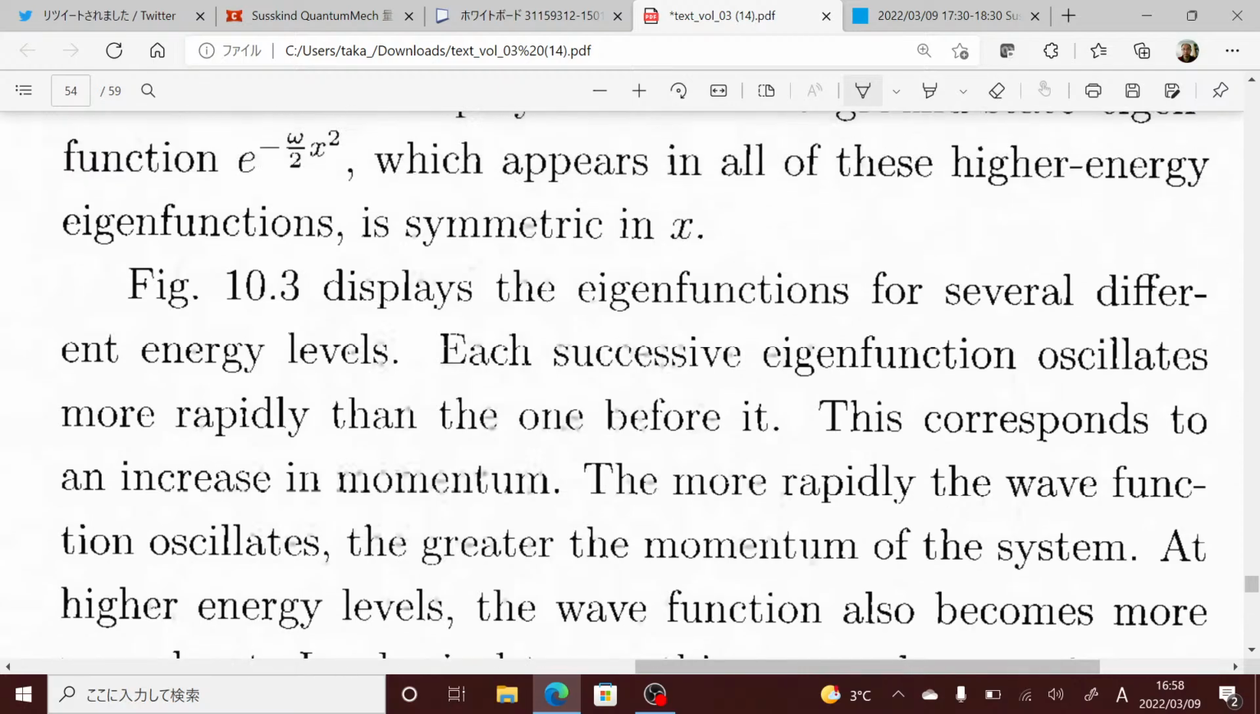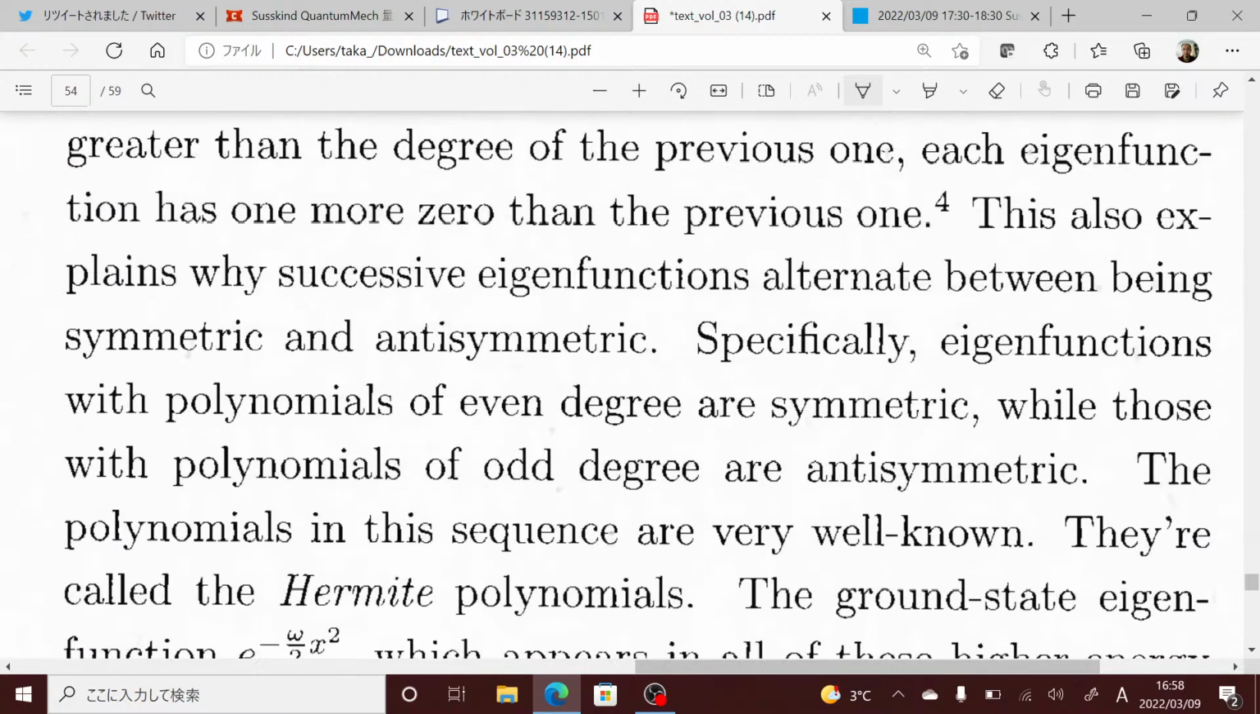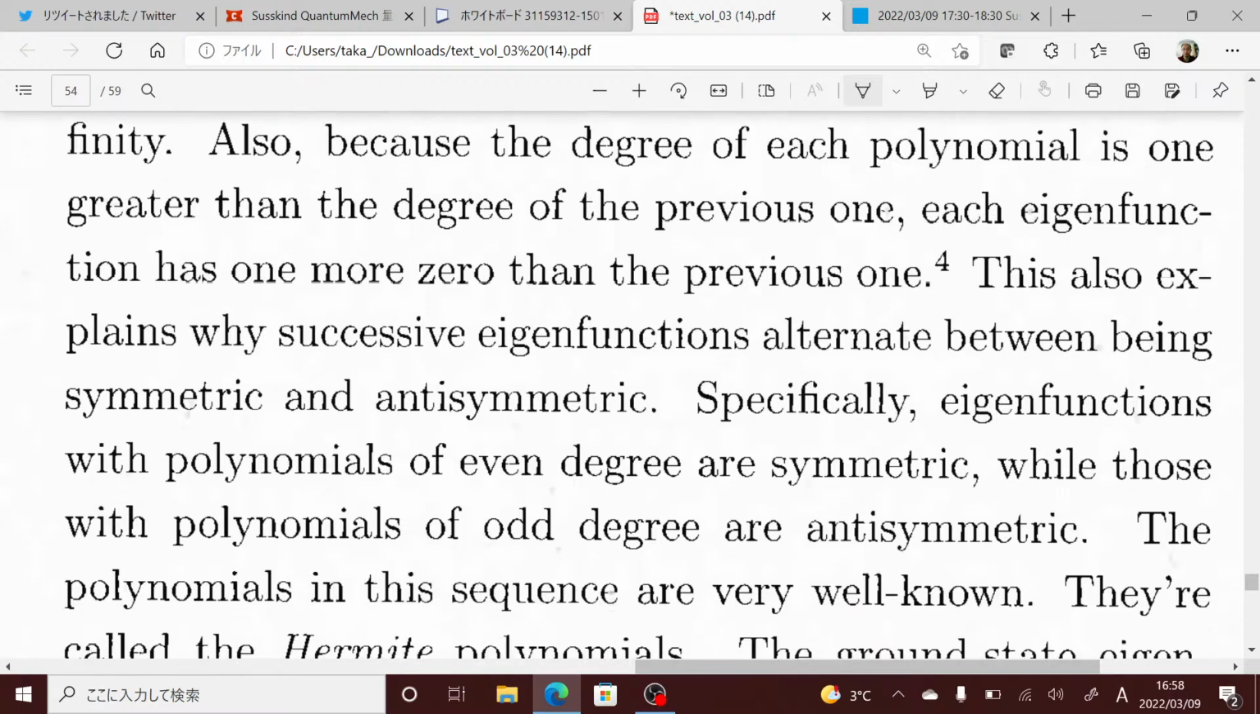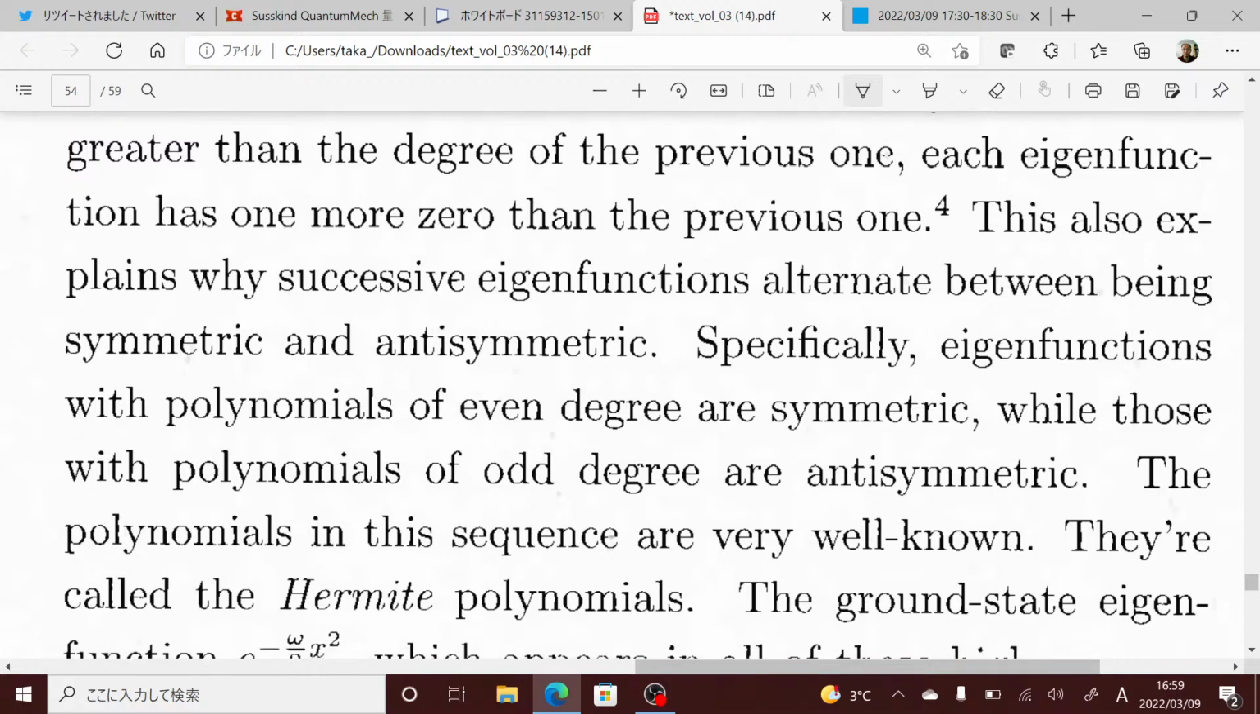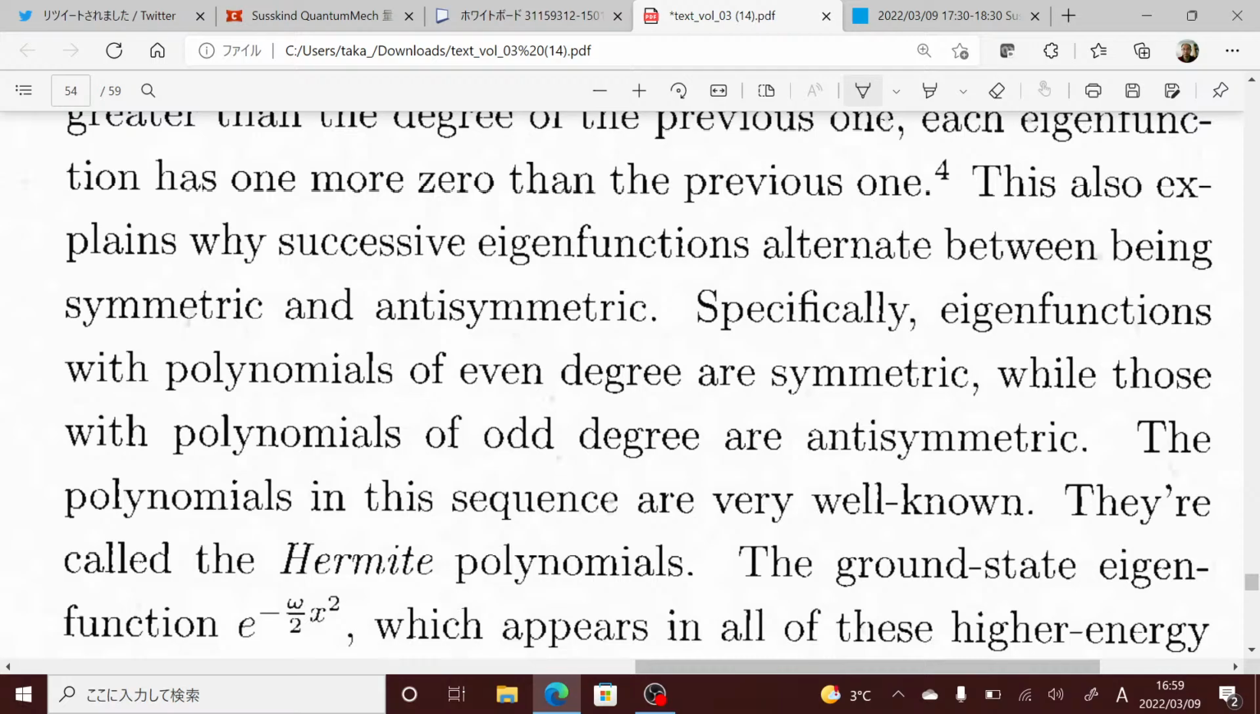This also explains why successive eigenfunctions alternate between being symmetric and antisymmetric. Specifically, eigenfunctions with polynomials of even degree are symmetric, while those with polynomials of odd degree are antisymmetric. The polynomials in this sequence are very well known.